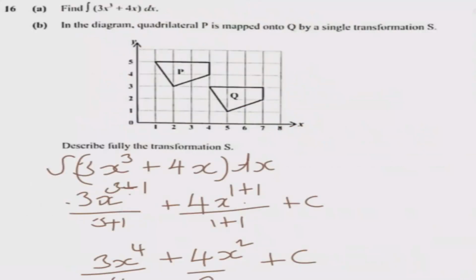We come to 16b. In the diagram, quadrilateral P is mapped onto Q by a single transformation S. So you can take time and look at the diagram. So we can now go to the actual question, which is describe fully the transformation S.